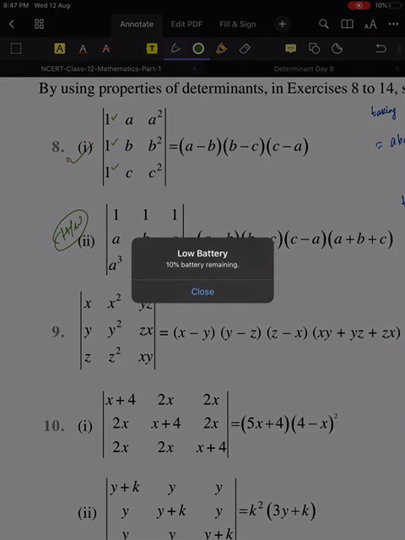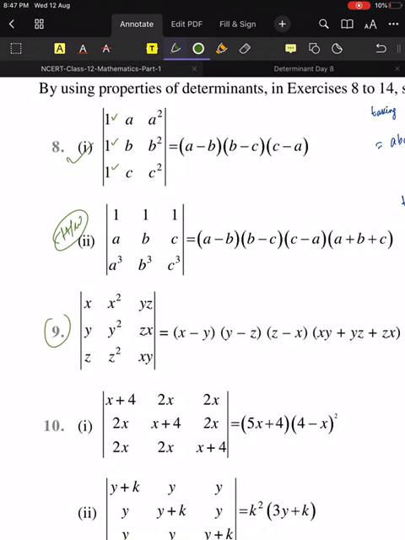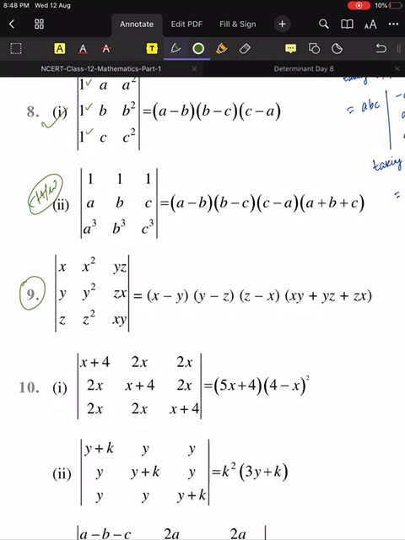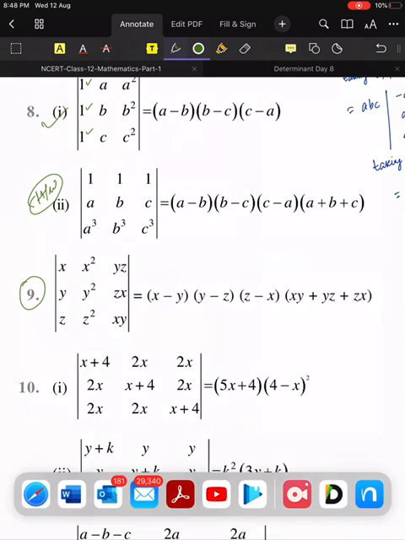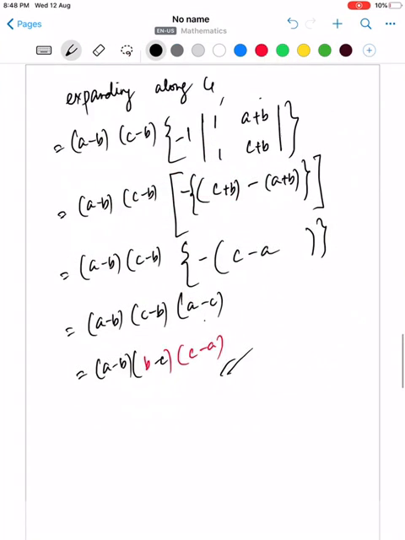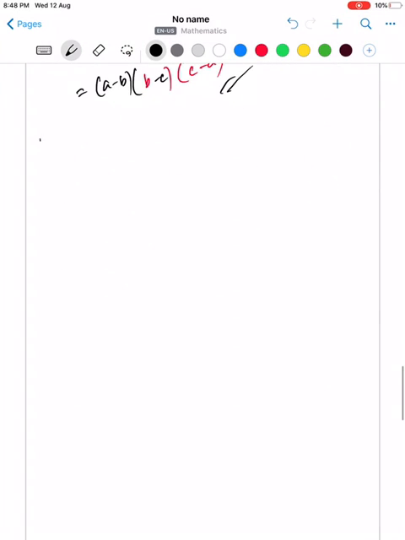Okay, let's do the last question of the day, question number 9. There is a low battery signal, so let's do it fast. Clear? Question number 9. We have to write this question fast. Tell me fast, the question: X, Y, Z, then what do we have? X square, Y square.